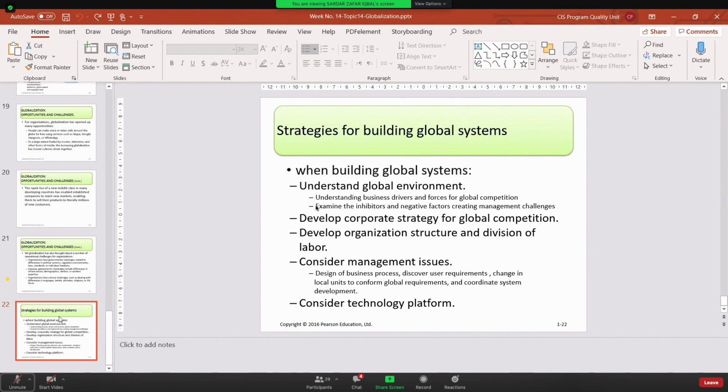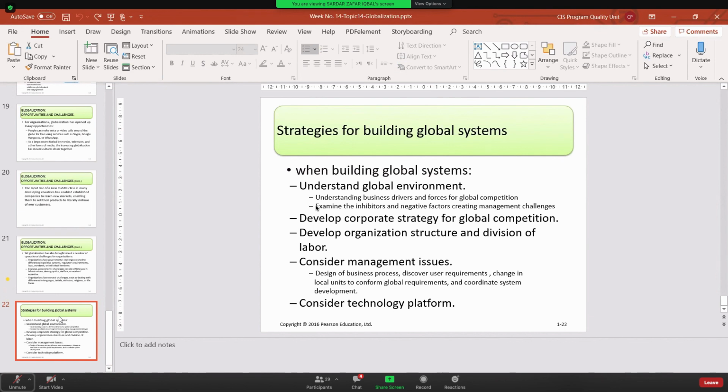Develop organization structure and division of labor. Structure is very important. Your head office may be in Riyadh, or your head office may be in New York. So how will the employees be restructured? Sometimes you send your employees to other countries. Companies used to send employees to different countries. So there must be some proper management, or do you need new hiring from the local market, or will you bring consultants from other countries? There must be some strategy for this.